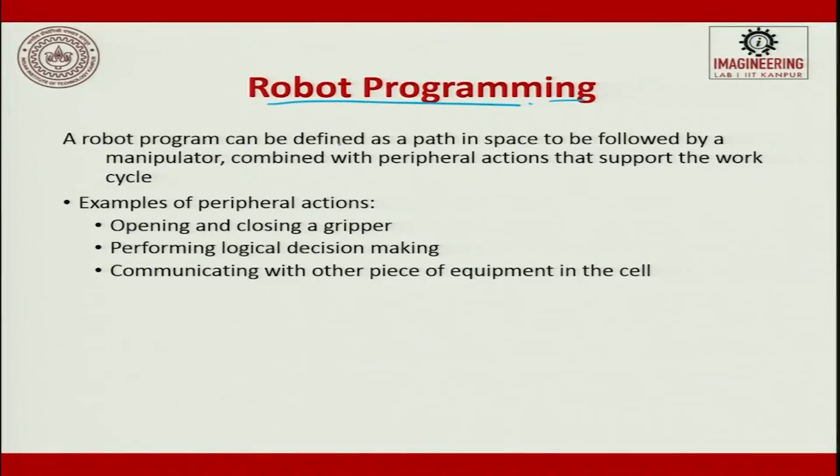Robo programming can be defined as a path in space to be followed by a manipulator combined with a peripheral action that supports the work cycle. So, you will have opening and closing a gripper, performing logical decision making and communicating with other pieces of equipment in the work cell. These are some of the examples of peripheral actions.